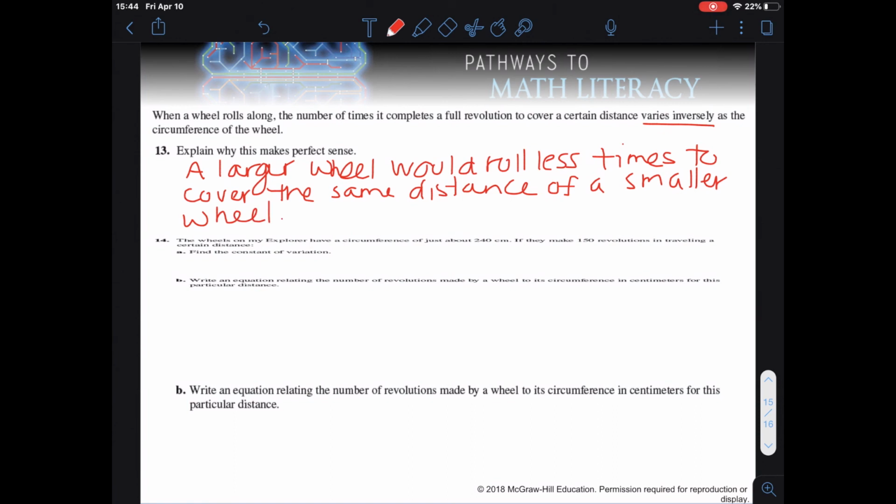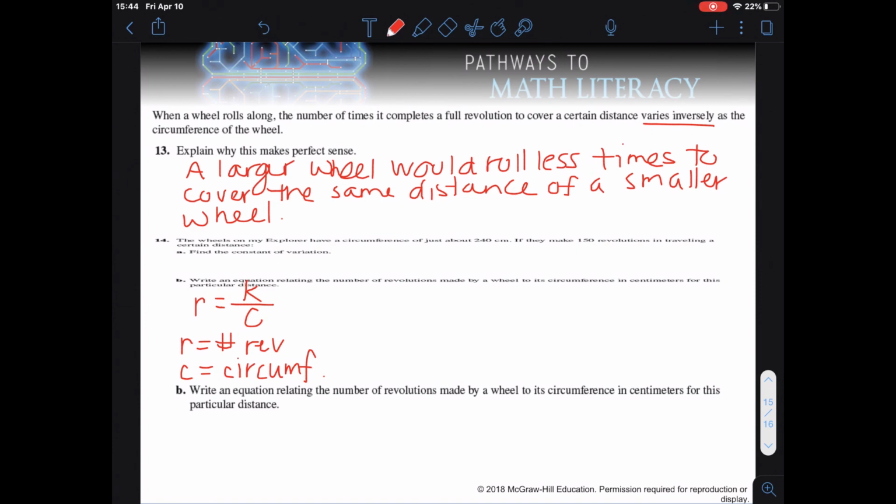So if we're told the wheels on my Explorer have a circumference of 240 centimeters and they make 150 revolutions to travel a certain distance, we can find that constant of variation. So remember, the rolls it takes varies inversely with the circumference. So let's call those R and C. R is the number of revolutions. C is going to be the circumference. And since they vary inversely, we have a constant divided by C.